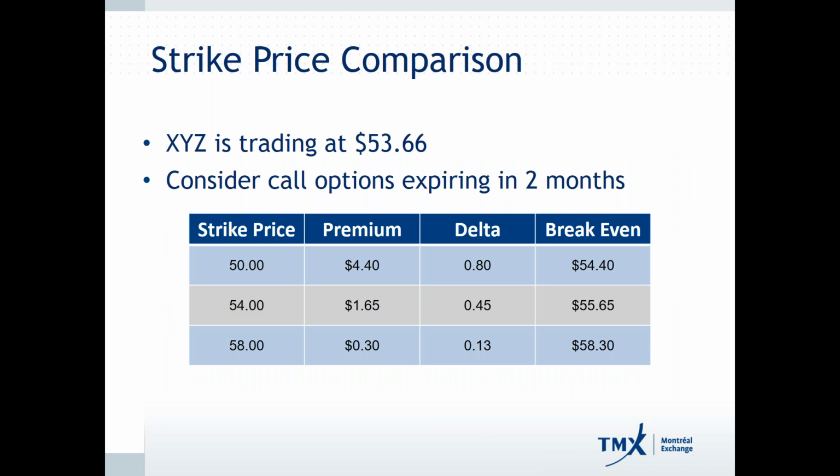In this situation, we have XYZ, which is trading at $53.66. So we have just a random stock. Let's say the call options expire 2 months from now, so we're talking about a 60-day expiration. You can see here that we could buy a call option at the $50 strike, 54 or 58. Let's review from the options fundamentals. Some of you may not have been in that options fundamentals class, but what is the strike price?